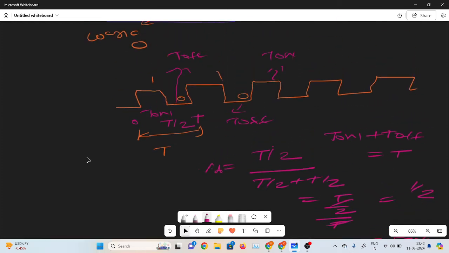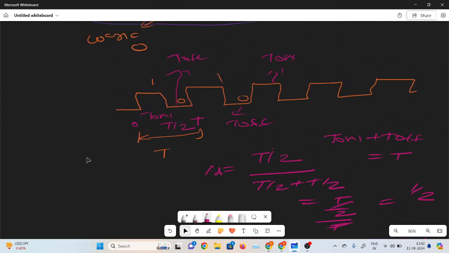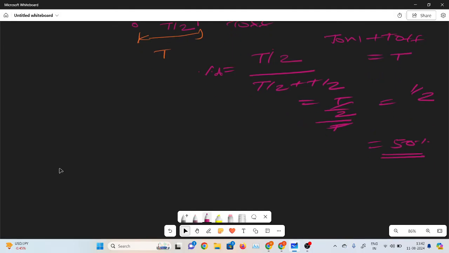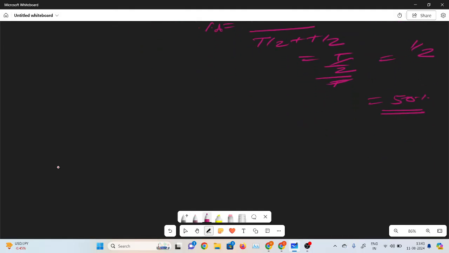So if any waveform repeats itself after some time period, you can calculate the duty cycle in one cycle. This is an easy thing.